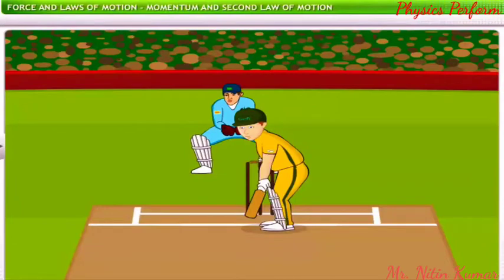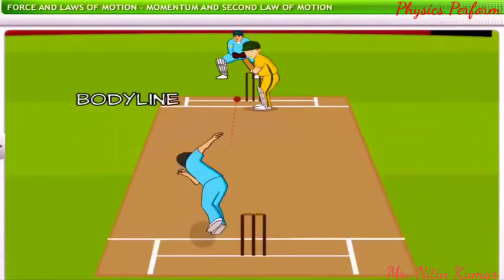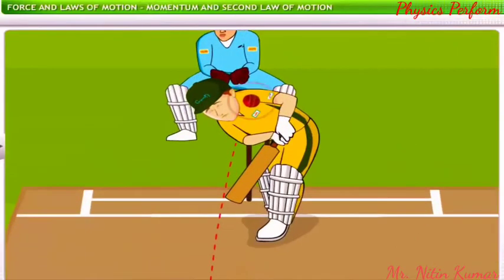A cricket bowling technique devised in the 1930s called body line involved aiming fast-paced balls at the shoulders of the batsman. In the past, many batsmen have been injured due to the impact of balls travelling with high momentum. In this lesson, you will learn about momentum and the second law of motion.